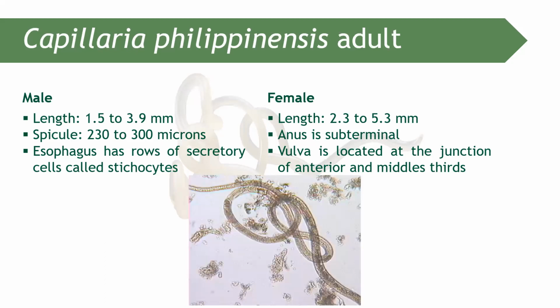Now, how are we going to differentiate the Capillaria philippinensis adult? Male is 1.5 to 3.9 millimeters, female is 2.3 to 5.3 millimeters. Spicule, 230 to 300 microns. Anus is subterminal for the female. The esophagus has a row of secretory cells called stichocytes. Now for the female, the vulva is located at the junction of the anterior and middle thirds.